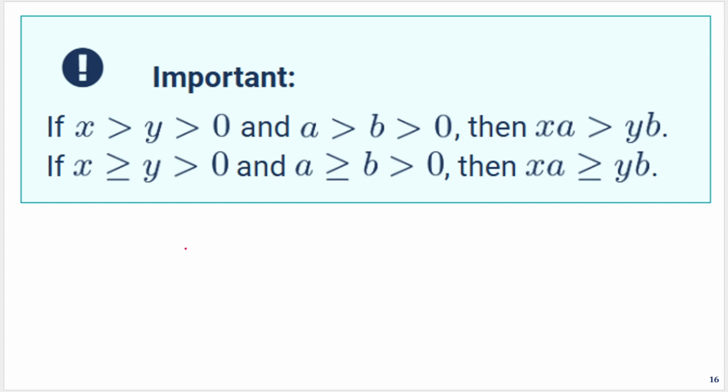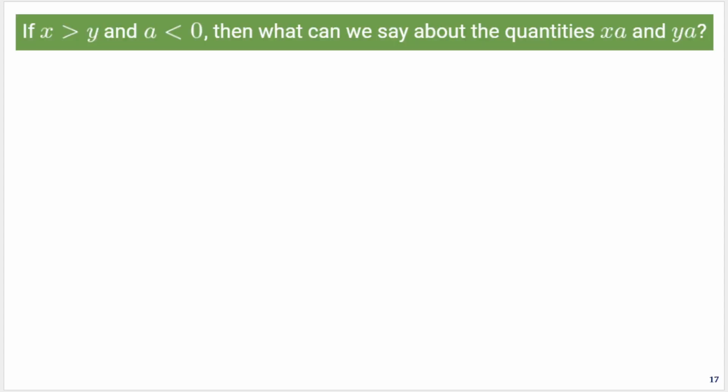to multiply a positive number to the original inequality. We don't change the direction of the original inequality, right? So how about if we multiply both sides of the inequality using a negative number? For example, let's consider this question here. If we have x is greater than y and a is a negative number, which means a is less than 0, then what can we say about the quantities xa and ya?